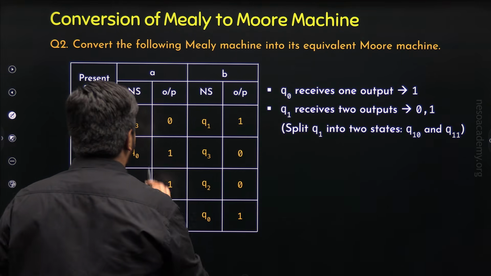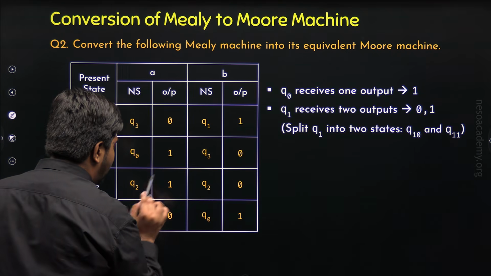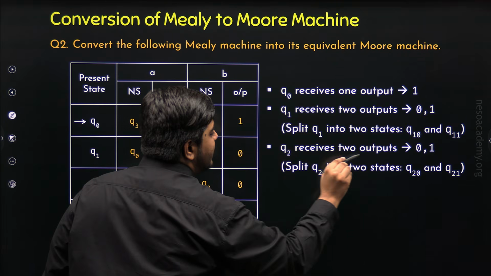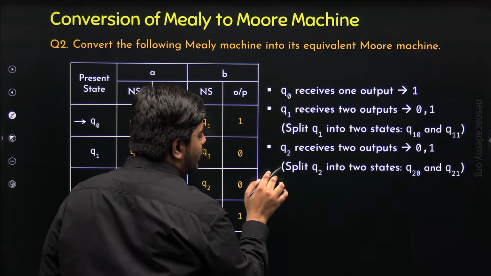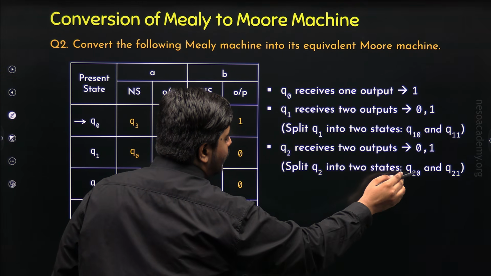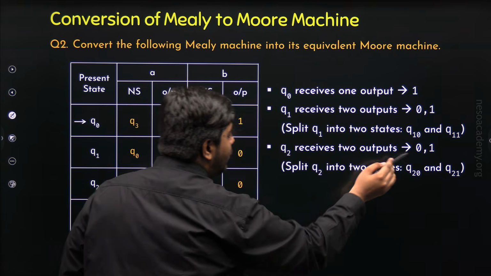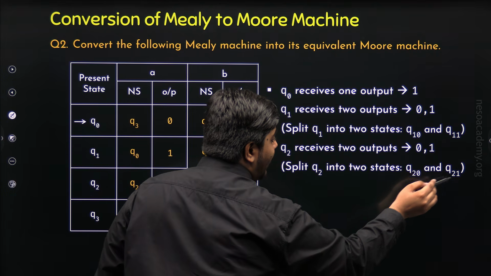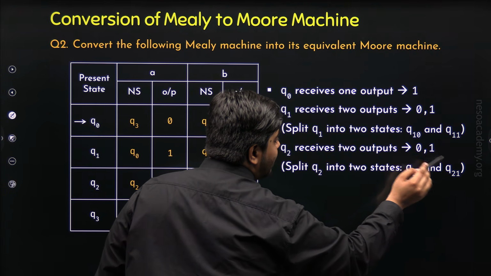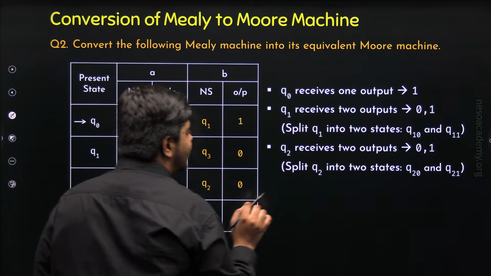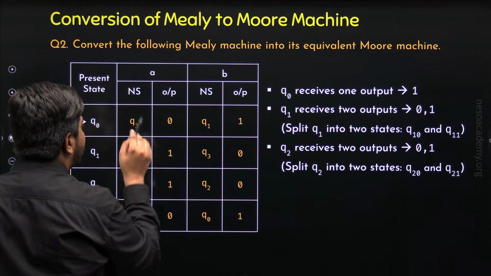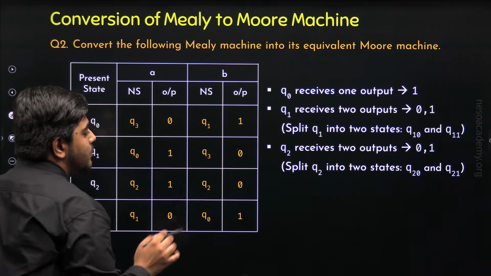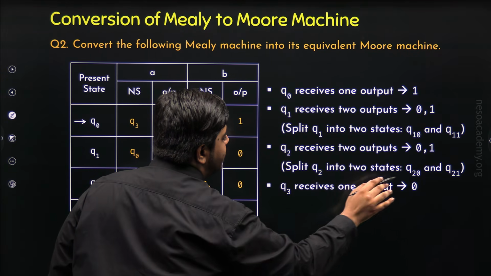Now let's check Q2. Q2 is receiving 1 and Q2 is receiving 0. So Q2 is also receiving two output symbols, 0 and 1. So we will split Q2 into two states, Q2 0 and Q2 1. Q2 0 means the state Q2 associated with output symbol 0, and Q2 1 means the state Q2 associated with output symbol 1. Now let's check the state Q3. Q3 receives 0 and Q3 again receives 0, which means Q3 receives only one output symbol, that is 0.